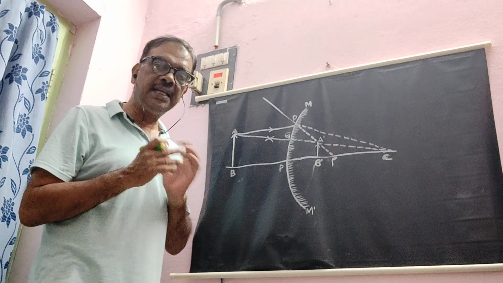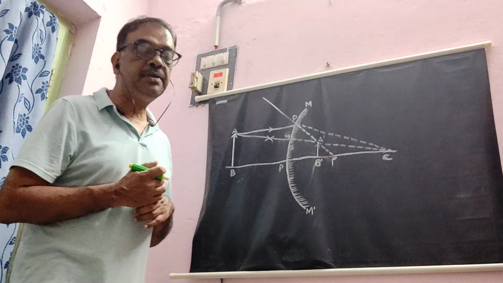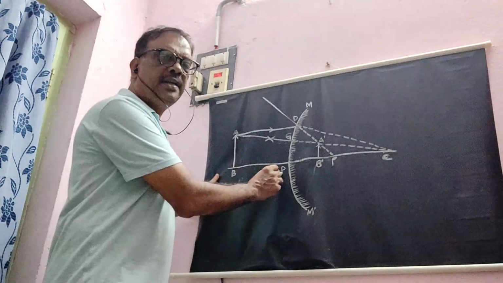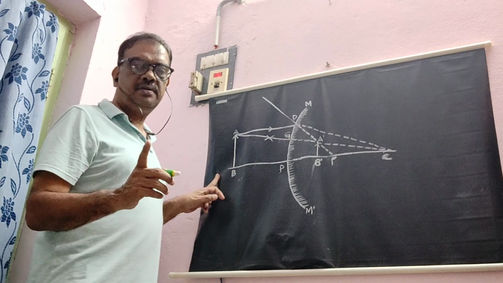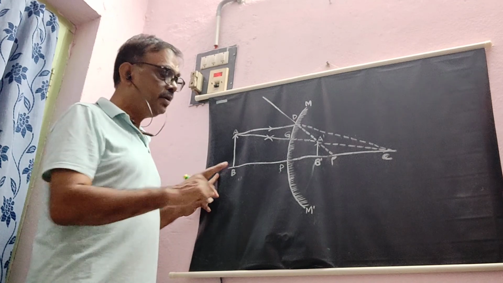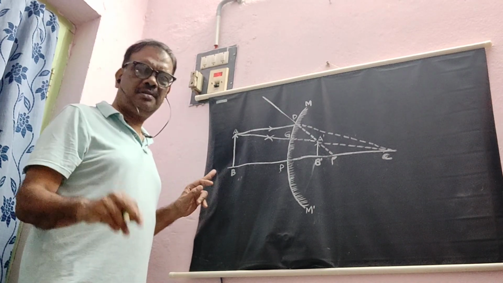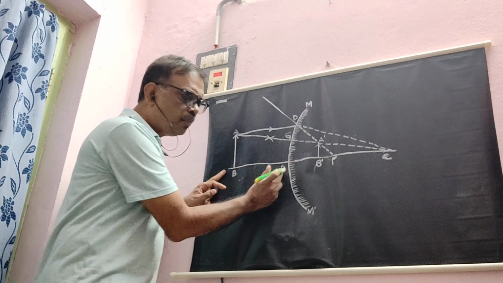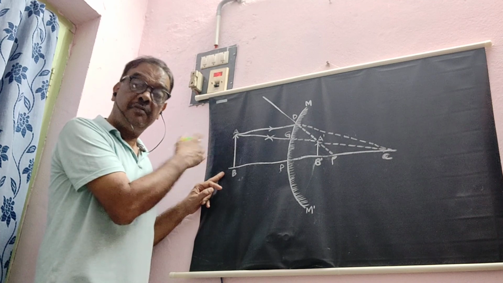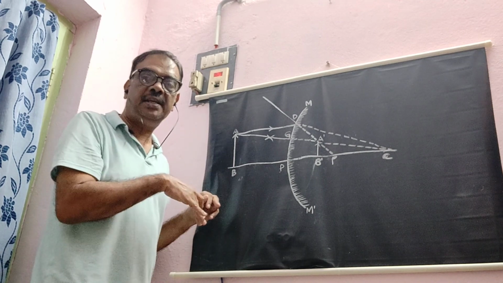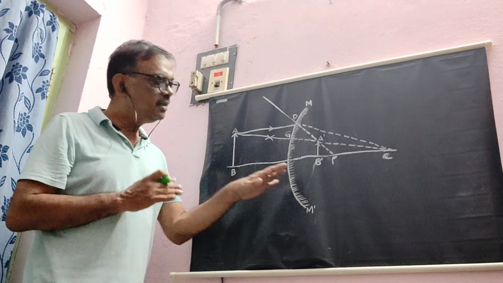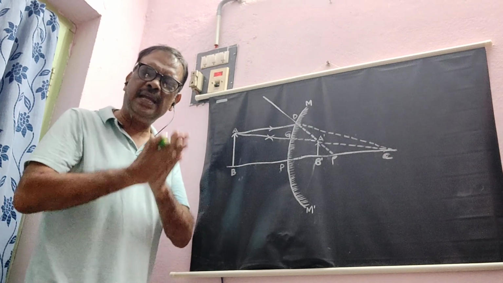Now the second case: the object is placed between pole and infinity, anywhere between pole and infinity. Listen, we have only two ray diagrams. First, object at infinity. Second, you place the object anywhere between the pole of the spherical mirror and infinity. Same diagram, you place the object anywhere.